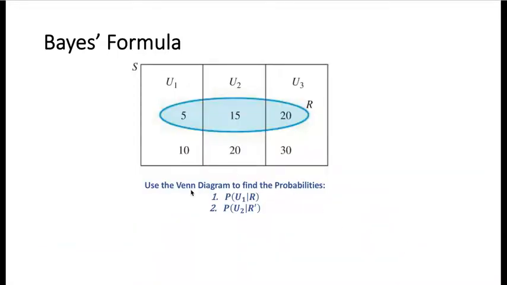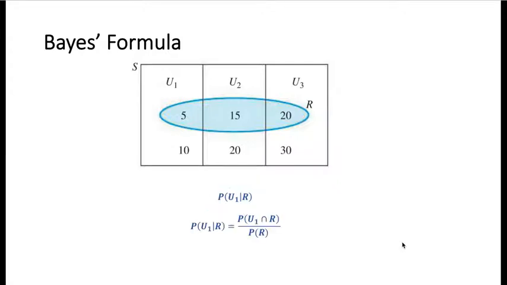So we're being asked to find, using this Venn diagram, the probability of U1 given R and the probability of U2 given R complement. Look at our rectangle, our Venn diagram. U1, U2, and U3 are mutually exclusive, and those rectangles make up our sample space. Let's look at U1 given R to begin with.